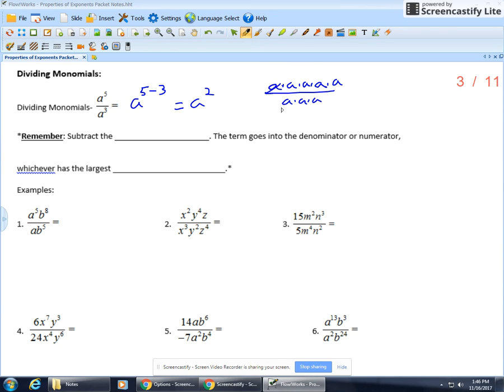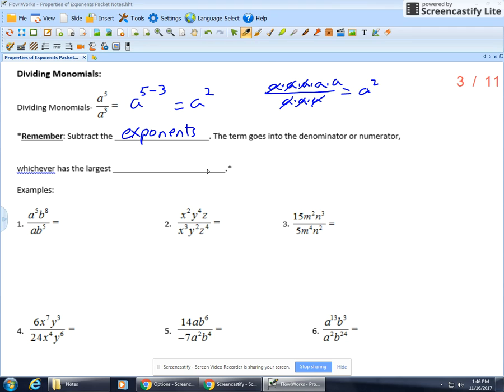Now what would cancel out, what appears twice? One cancels out, two cancels out, and a third. How many a's am I left with? Just 2. So that's where the a to the second power comes from. So remember, you subtract the exponents.